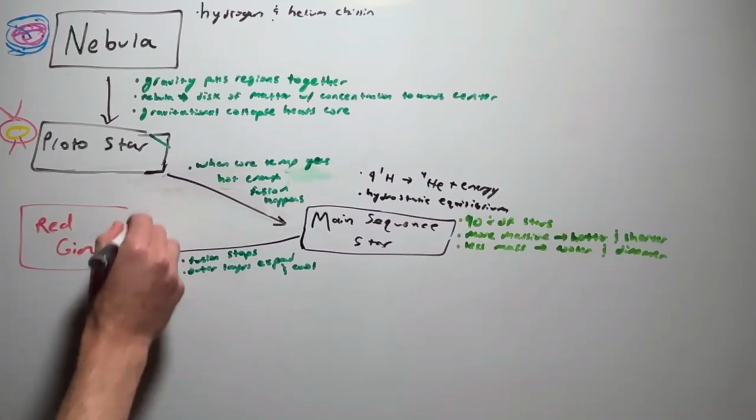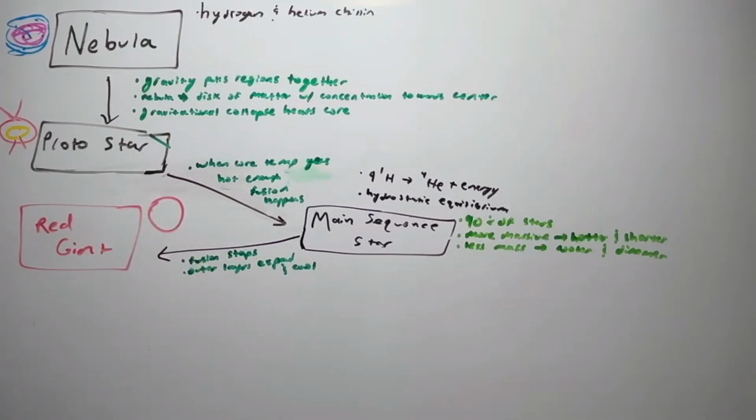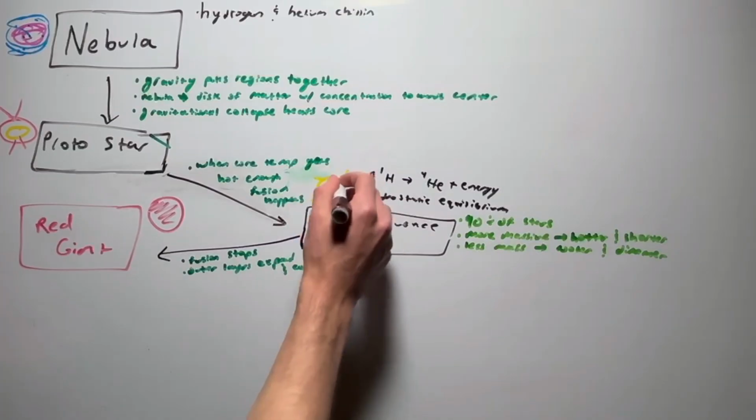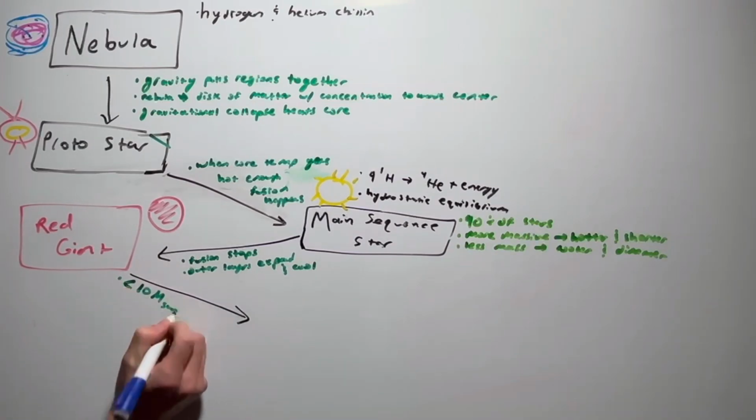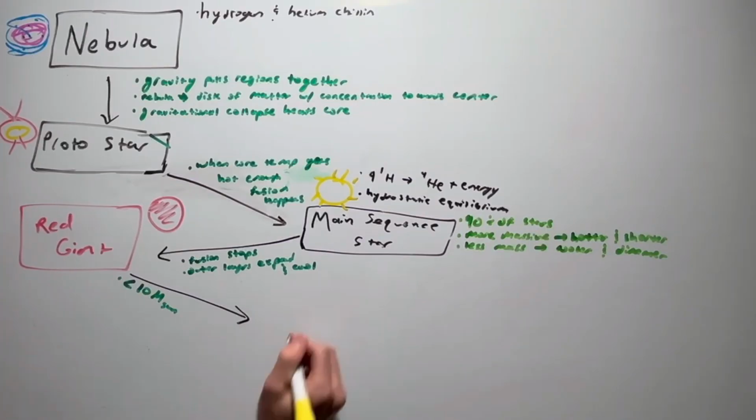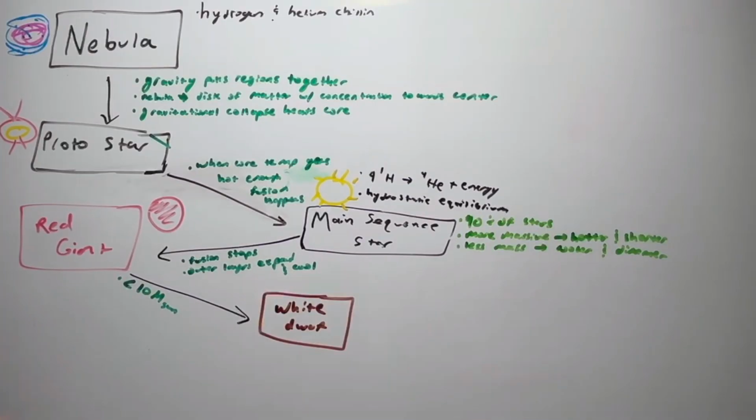Once the hydrogen in the core is depleted, fusion ceases there, causing the core to contract under gravity. As it contracts, heat generated from the gravitational compression ignites a shell of hydrogen around the core. This shell burning pushes the outer layers outward, expanding the star into a red giant or even a supergiant, depending on the mass.